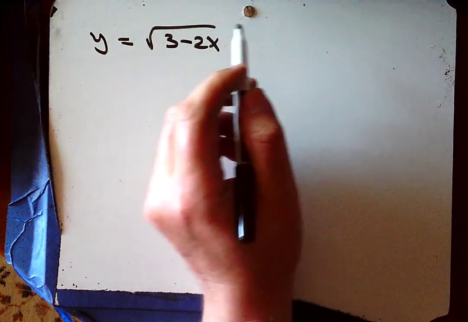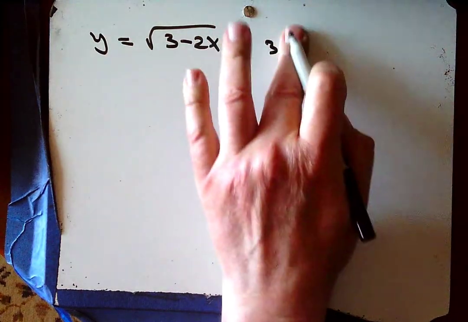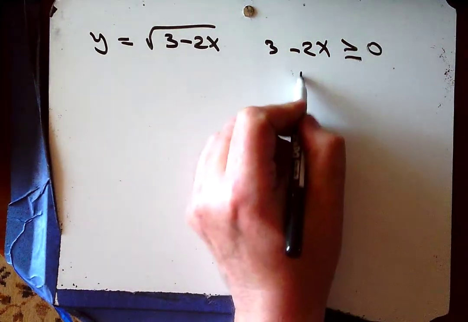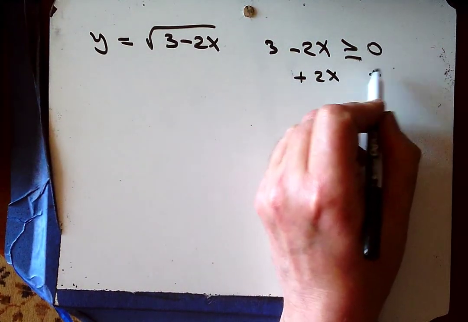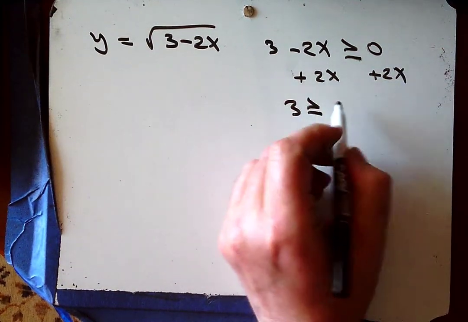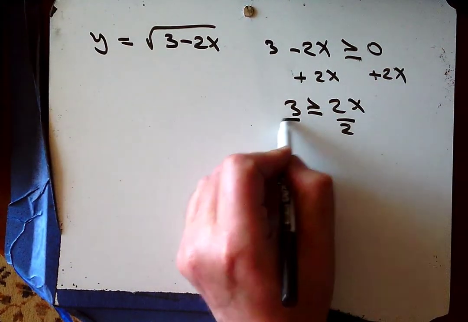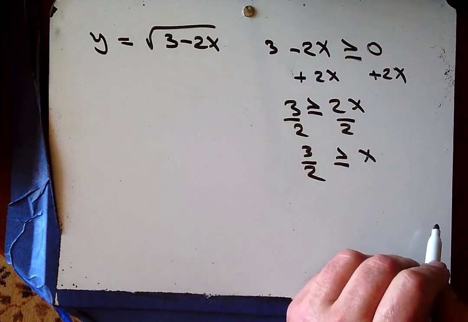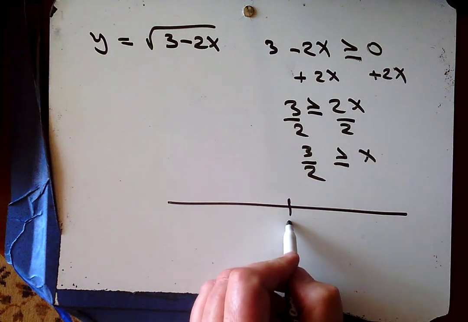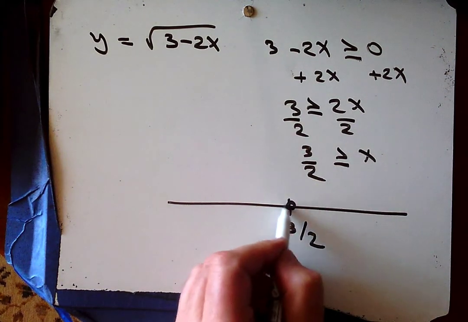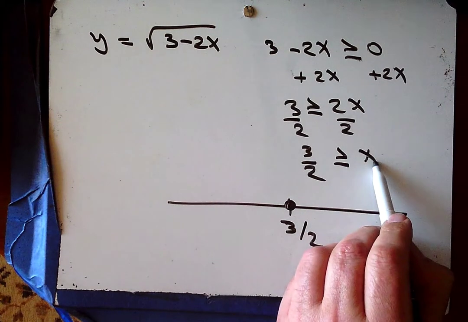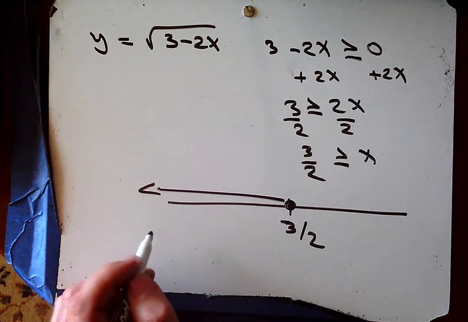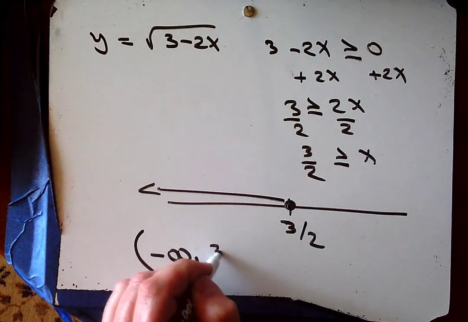Okay, so I know the stuff under the radical, 3 minus 2x, also known as the radicand, has to be greater than or equal to 0. So, 3 is greater than or equal to 2x. Divide by 2. x is less than or equal to 3/2. Okay, so 3/2 can be included, but x can also be less than 3/2. That's all these numbers over here. So we're going from negative infinity to 3/2.